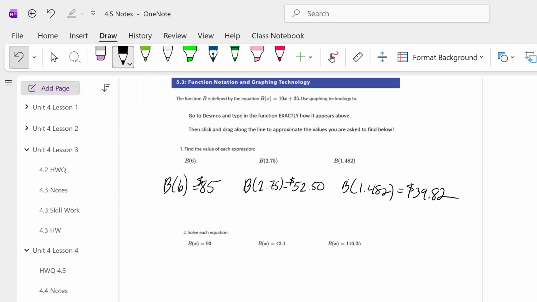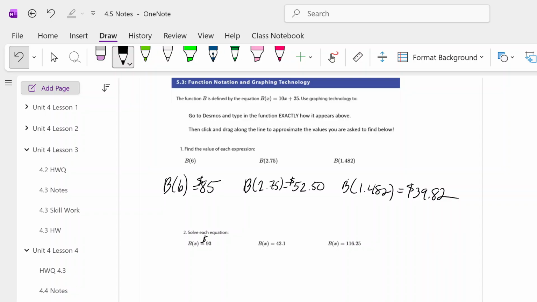Okay, so now look at what we're being asked in number 2. In number 1, we're being given an input because what's inside the parentheses is getting replaced. That's an input, meaning we're replacing x. But in number 2, it's now saying b of what x value would give us 93. So how many gigabytes, really, would you use so that your bill would be $93? So now we're searching for the x value.